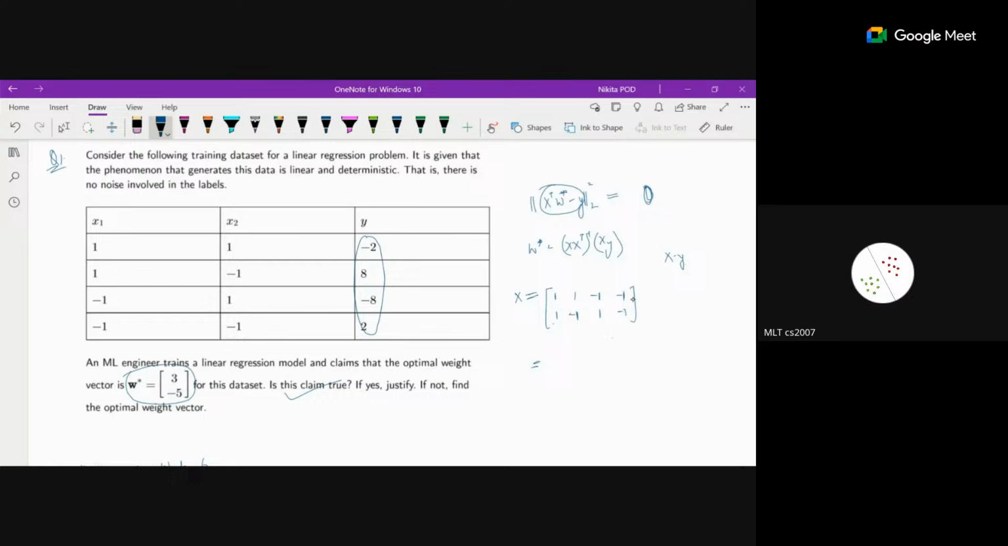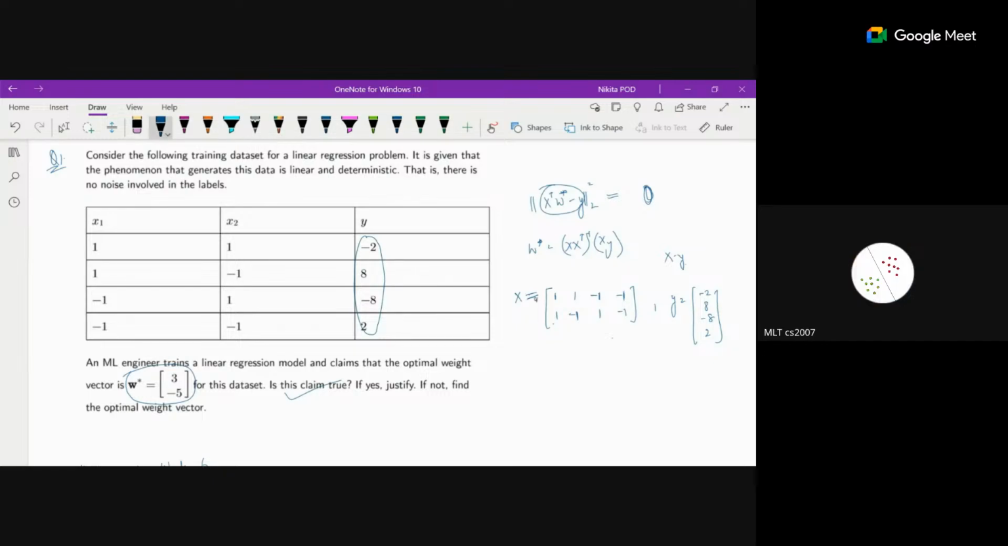Okay. And your y is minus 2, 8, minus 8, 2. So, ma'am, X1 and X2 are making the features? Yes, features, correct. And the data is the column and the feature is the row. The data is the column, and a feature is the row, right?